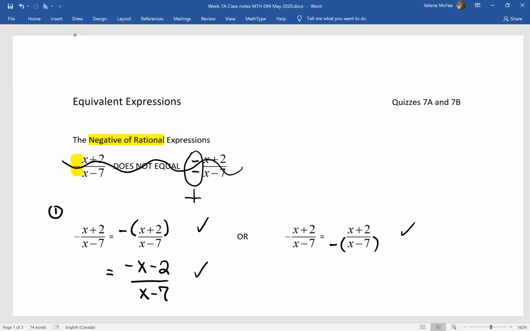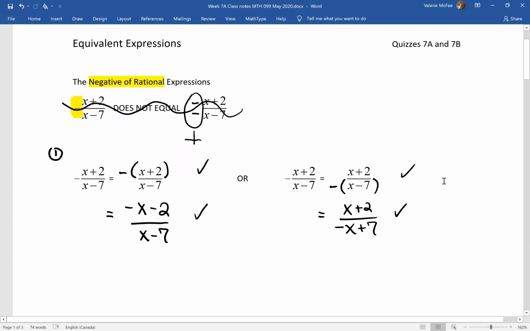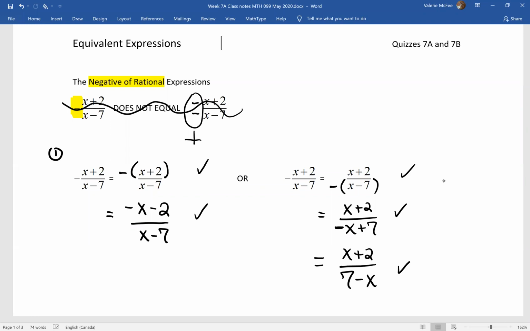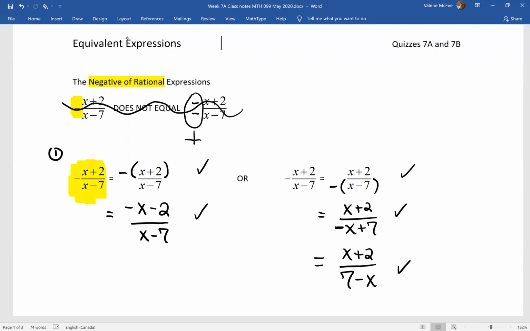Here's another equivalent expression. If we open the brackets here, we have x plus 2 over negative x plus 7. This is another equivalent expression. And in fact, for the last one, because I don't necessarily like that negative in front, we could write this as x plus 2 over 7 minus x. So you see there are many different ways we can write expressions that are all equal to our original expression.